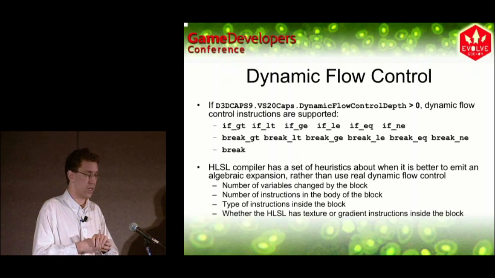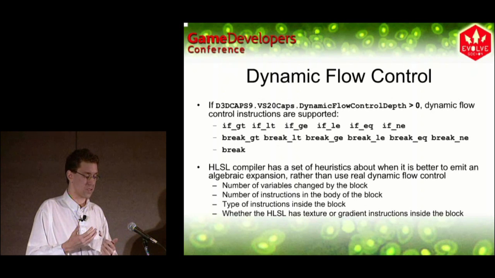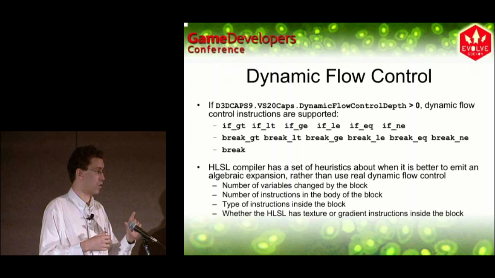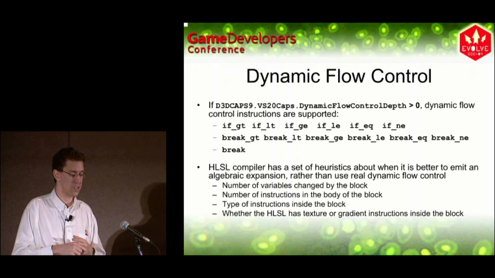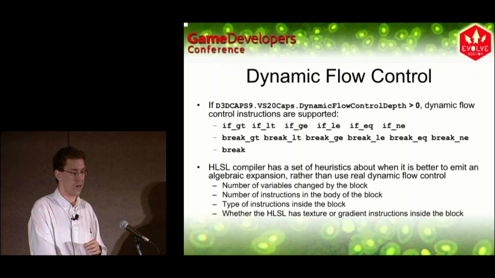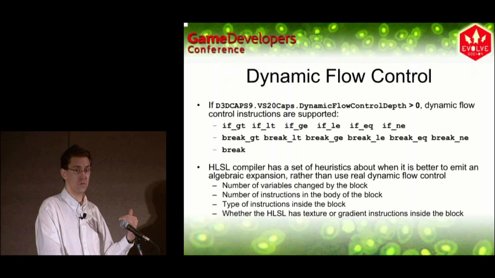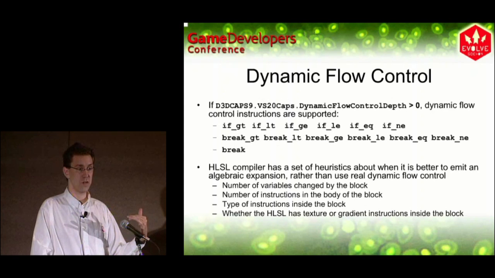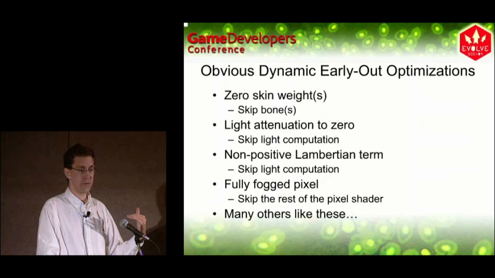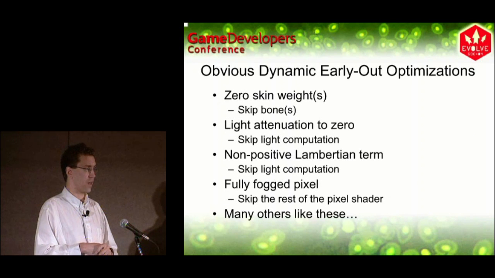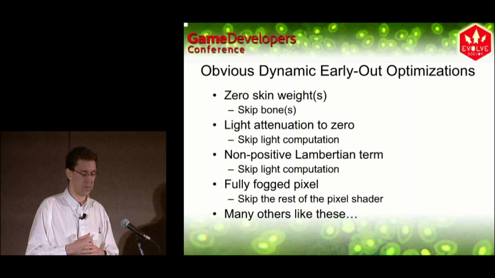That's based on things like the number of variables that get changed by the code block that you're trying to skip over, how long that is in terms of instructions, the kinds of instructions that are in there, and so on. I'll get to the reasons why there's that funny heuristic in a minute when I talk about parallelism.